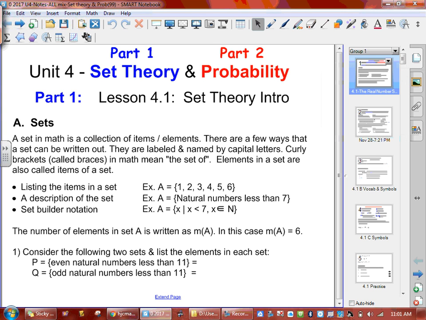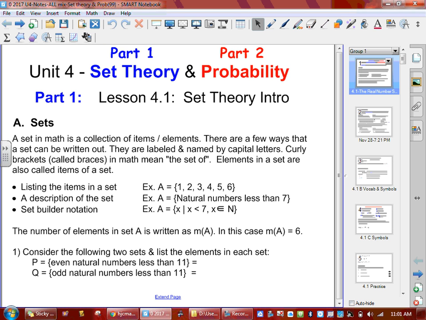Okay, welcome to Unit 4. This is 2 parts. We are starting with Part 1, Lesson 4.1. This is the introduction to set theory. So set theory is talking about taking a bunch of items, categorizing them according to what they have in common and what they don't have in common. So that's what we're going to be talking about.